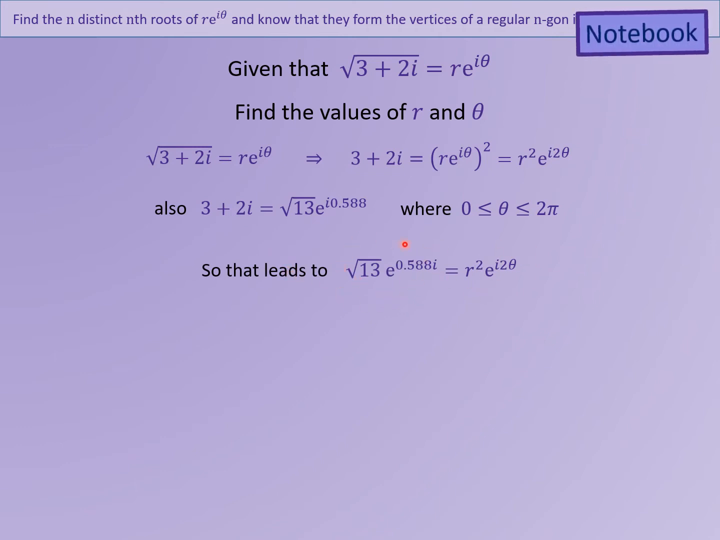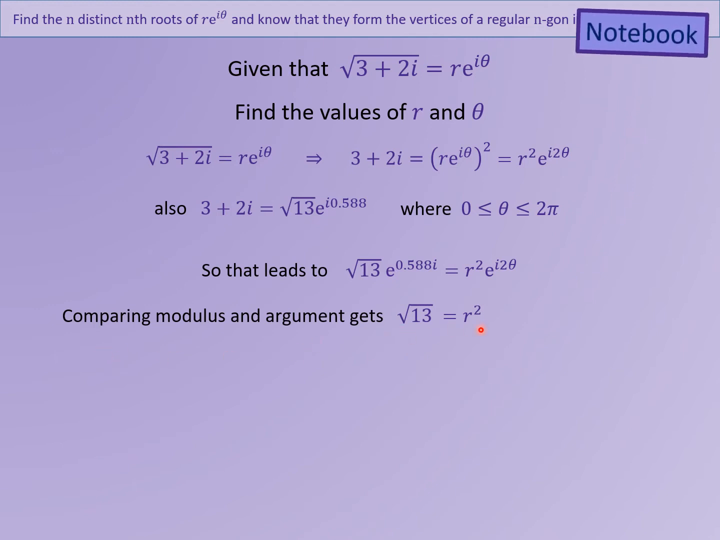So there's my 3 plus 2i. I know that's the same as just here, 3 plus 2i, which is exactly the same as r squared e to the i2 theta. So because those two things are the same, I can now compare coefficients. I can compare the real parts and I can compare the coefficients of i. So I get two answers.